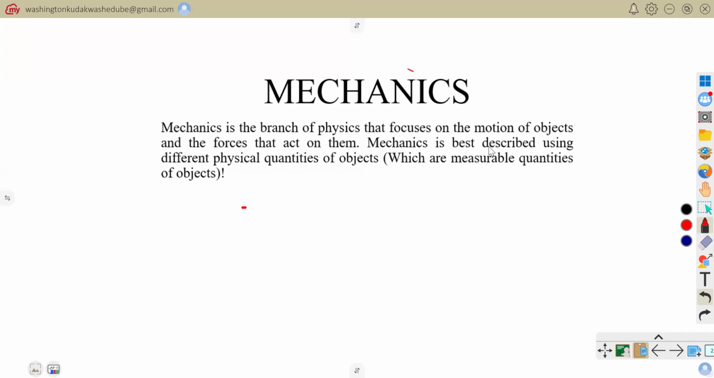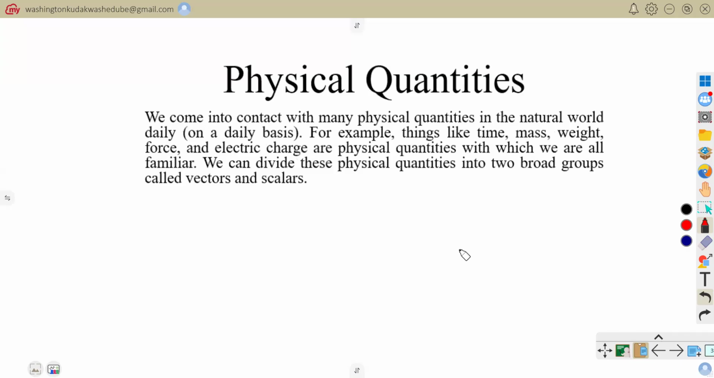And what do we refer to as physical quantities? These are measurable quantities of objects. So you see that we come in contact with many physical quantities in our natural world daily. For example, time, the progress that you make each and every day; mass, the total amount of matter in an object; weight, which is your mass being attracted to the center of the earth; force, which is either a push or a pull; and electric charge, for example.